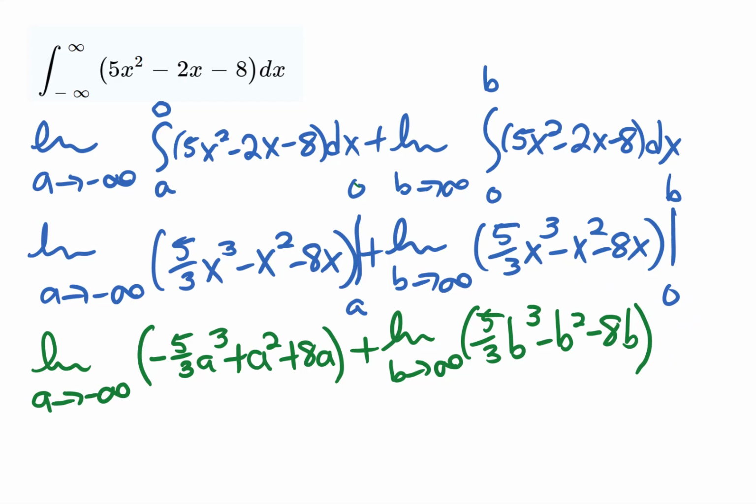Now let's look at taking the limit, and so as we let a approach negative infinity, this a cubed would be the one that dominates since it's cubed versus the other ones, and we're approaching negative infinity, multiplying it by a negative, and so this is going to approach infinity. Looking at the second piece, we have the 5/3 b cubed going to approach infinity, and it will dominate since it's the highest power, and so that's also going to go to infinity, and so this integral is going to diverge and it's going to go to infinity.